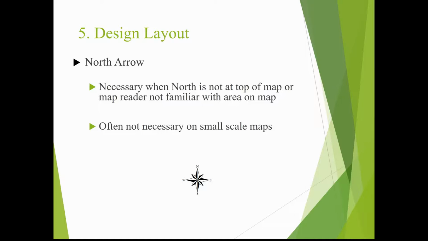Because map readers are typically familiar with orientations of large landmasses or their own country or state, north arrows are often not necessary on a small scale map. The directional indicator should be reasonable in size, not dominant at all, but it should still be easily found by the map reader.